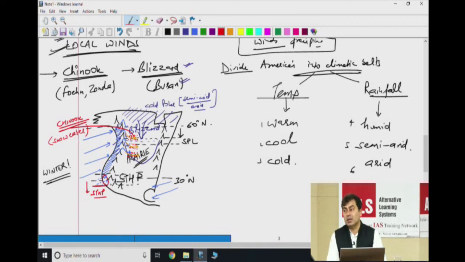UPSC has asked many times questions on local winds. What are local winds? They expect you to write it in your own words, and they say to show their impact using some specific examples. So this was North America for you, and the things that we have talked about are Chinook and blizzard. Fawn is in Europe. Zonda is in South America. Same phenomena, but in different areas. Now you can draw that.